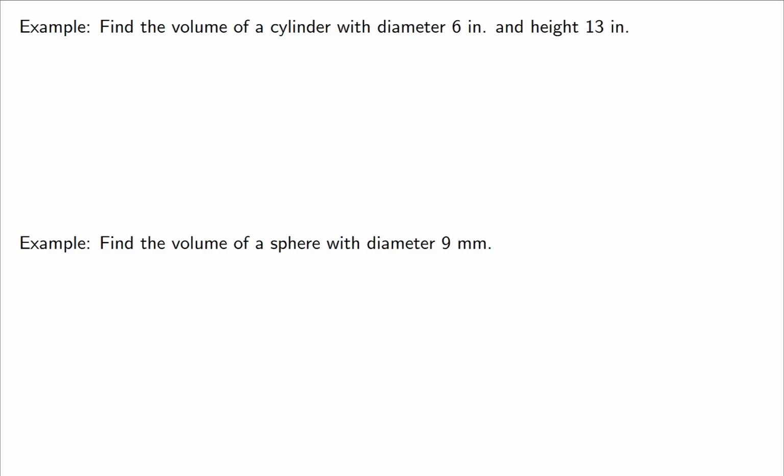Next example. Find the volume of a cylinder with diameter 6 inches and height 13 inches. Usually for a cylinder, I'll start with an ellipse, and it's got a diameter of 6 inches. Remember that even though this looks like an ellipse, it's a circle. Then it comes down with a height of 13 inches. And then let's just draw the other base.